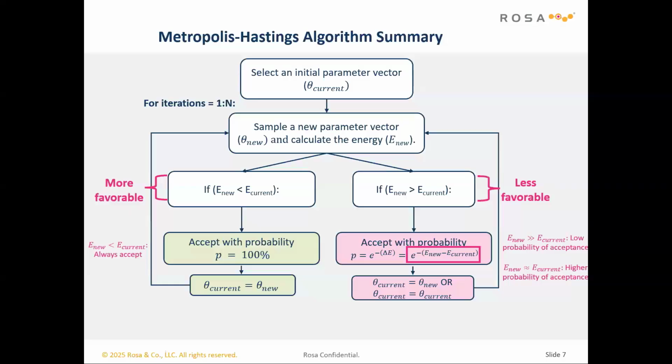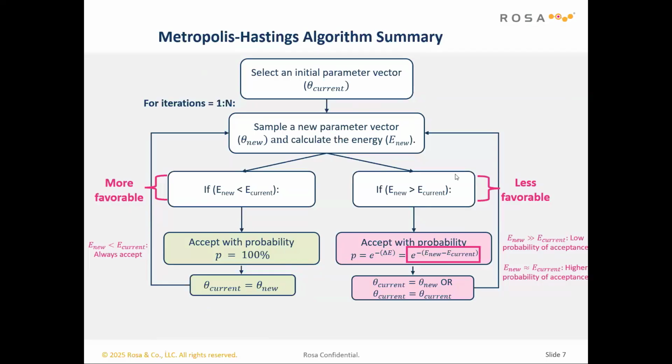The summary diagram illustrates the methodology in a bit more detail. We start by selecting an initial parameter vector, theta current, and then sample a new parameter vector, theta new, and calculate the energy associated with this new parameter vector. If the energy of the new parameter vector is lower, which signifies that the new vector is a better fit to data compared to the current state, we accept this new parameter vector with 100% probability.